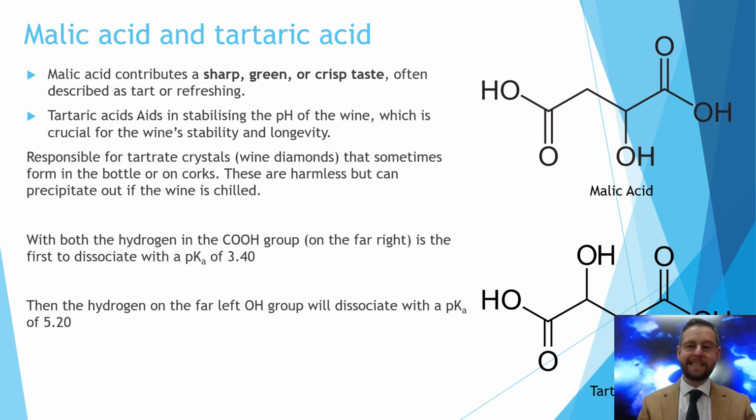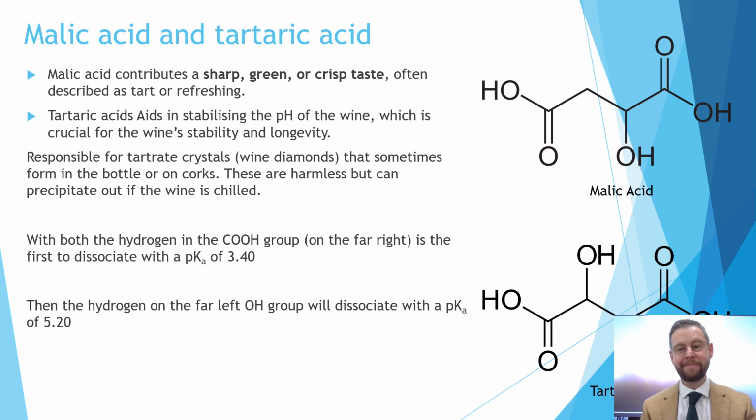It means that there is a sequence in which these hydrogens will be stripped off from their acid. And you can see that for this, the pKa of the COOH group is 3.4, and for the one on the far left, it's 5.2. So one will dissociate readily, and the other one would only dissociate in a much smaller quantity.